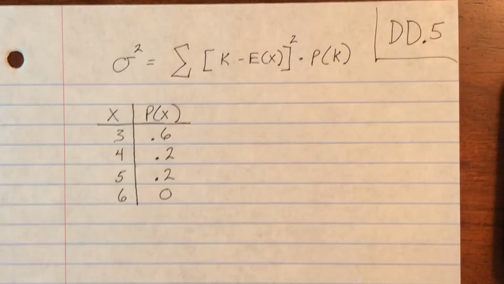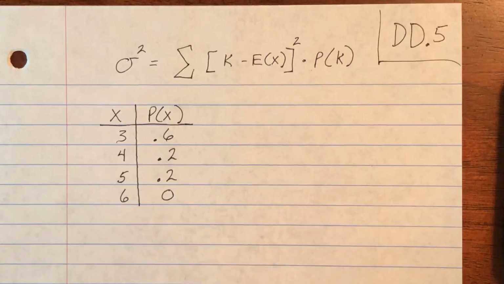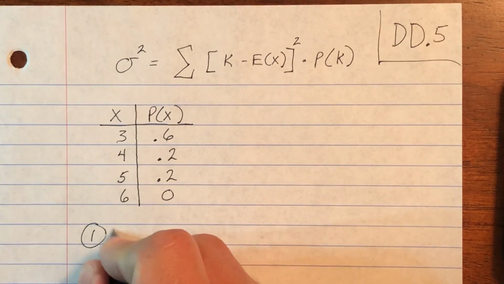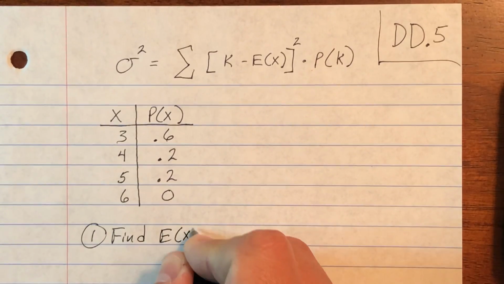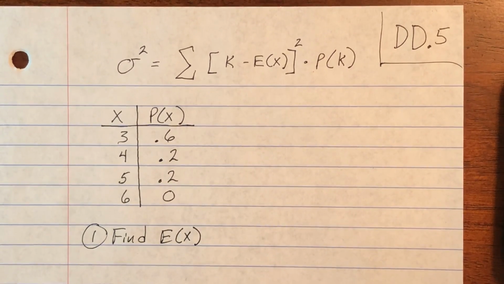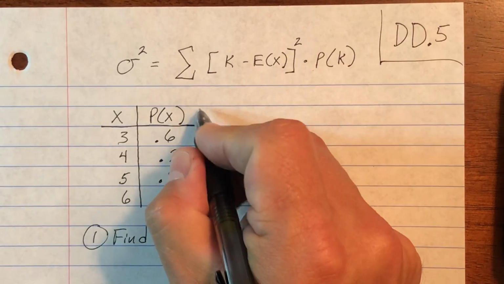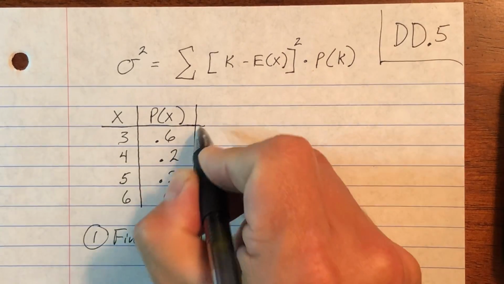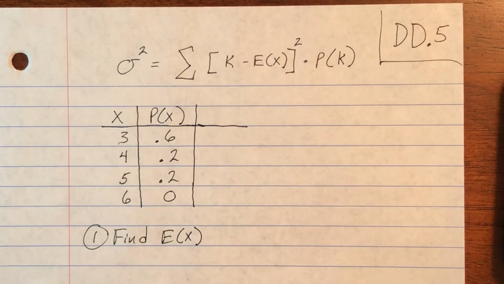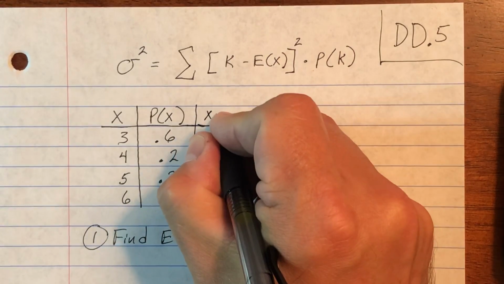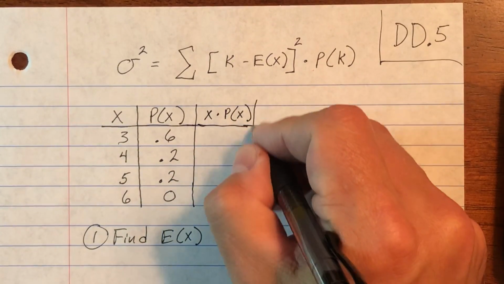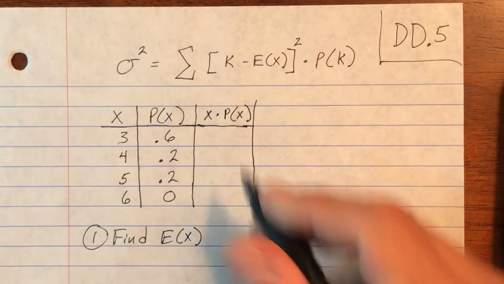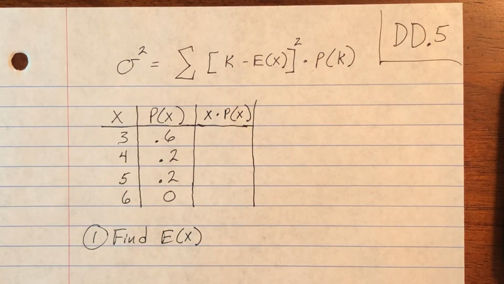So this is what we did yesterday. And so step one, find the expected value. So let's do that first. Just like yesterday, we're going to put another part to this table, and we're going to take x times the probability of x, and when we add all those up, that'll give us the expected value.